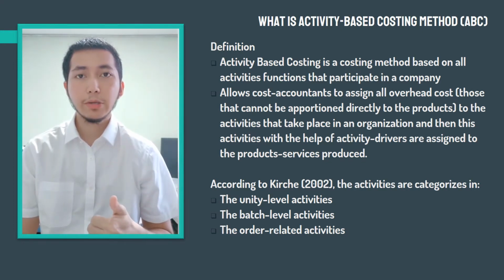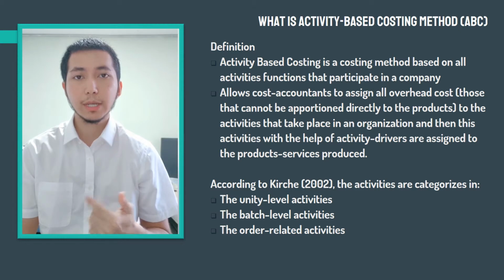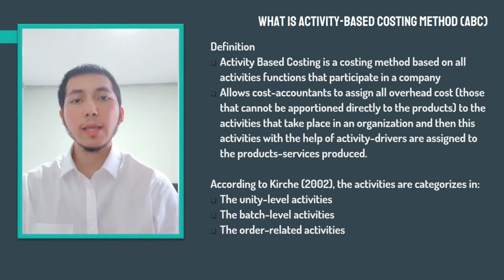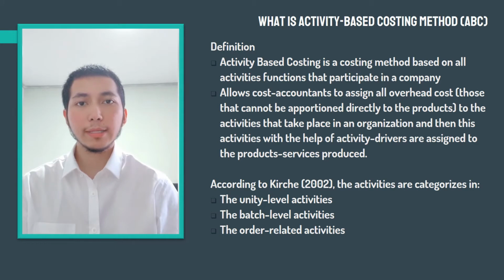First, the unit level activities are those that have to be performed for every unit of product or service produced. Second, the batch level activities are those that have to be performed for each batch or setup performed. And third, the order related activities are those that enable the production of individual orders to occur. Examples include maintaining design and specification, and special testing and tooling for individual orders.